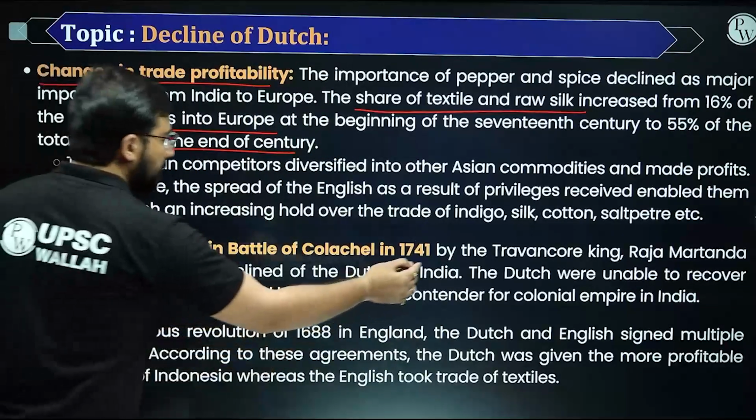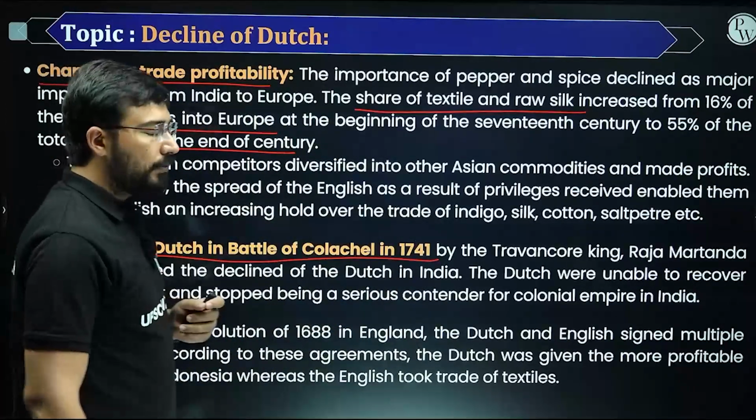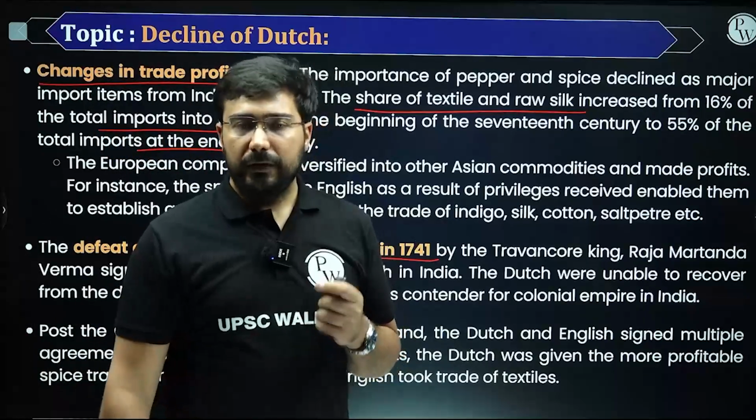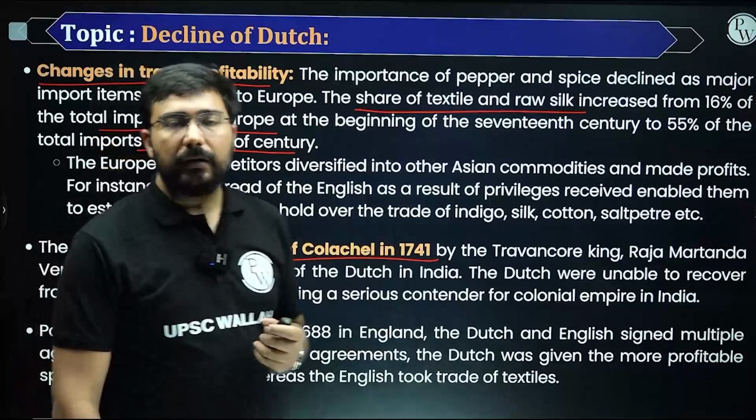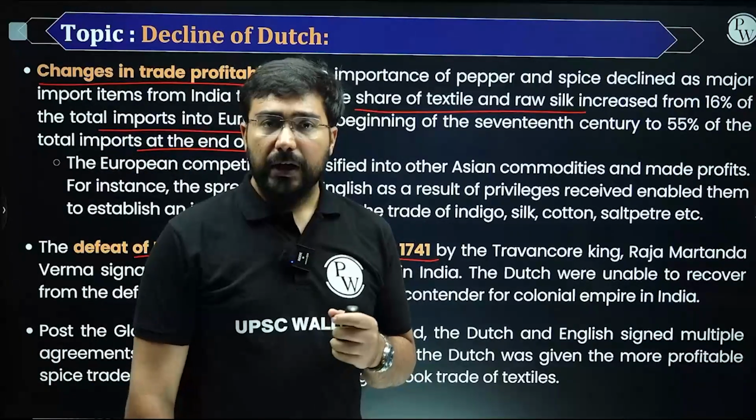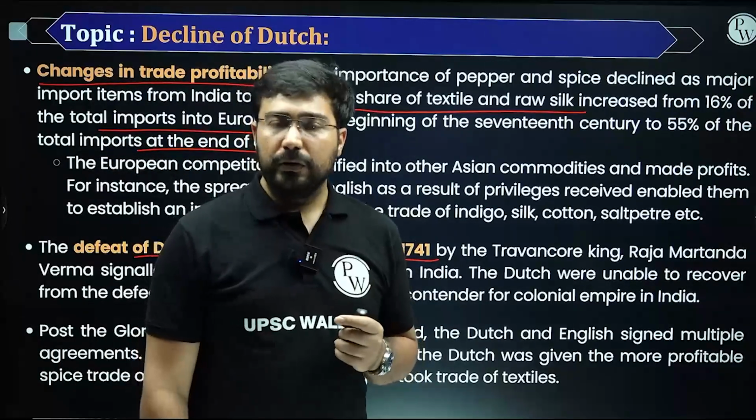Second, they were defeated by a local Raja known as the Raja of Travancore, Martand Varma. So Martand Varma was able to defeat them in the Battle of Kolachal in 1741. And this was also a big blow to the Dutch.